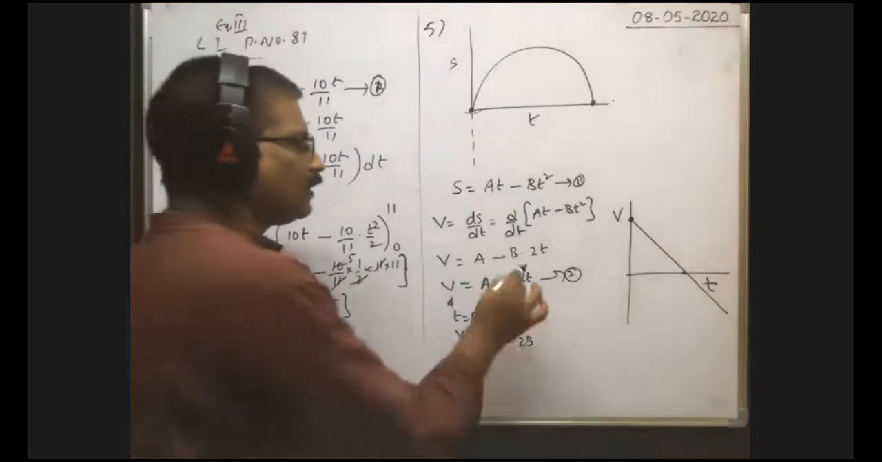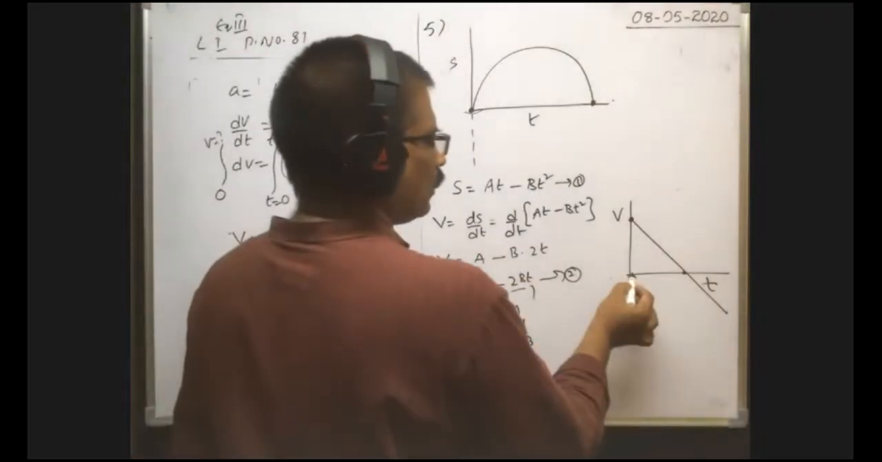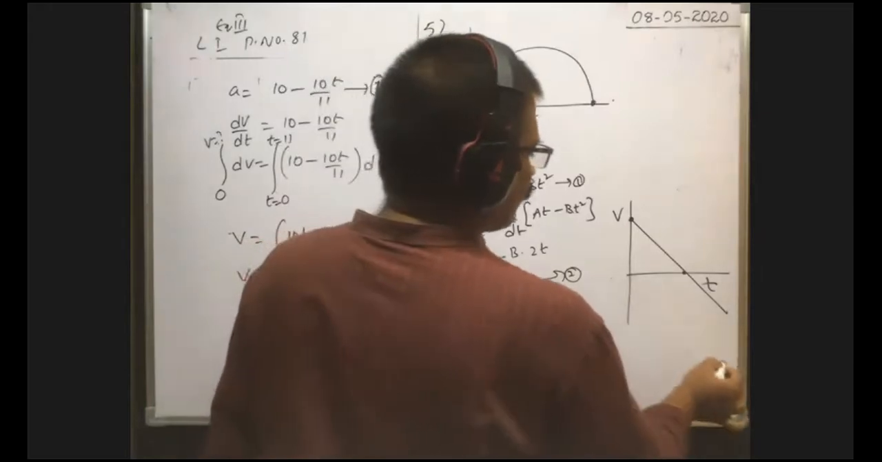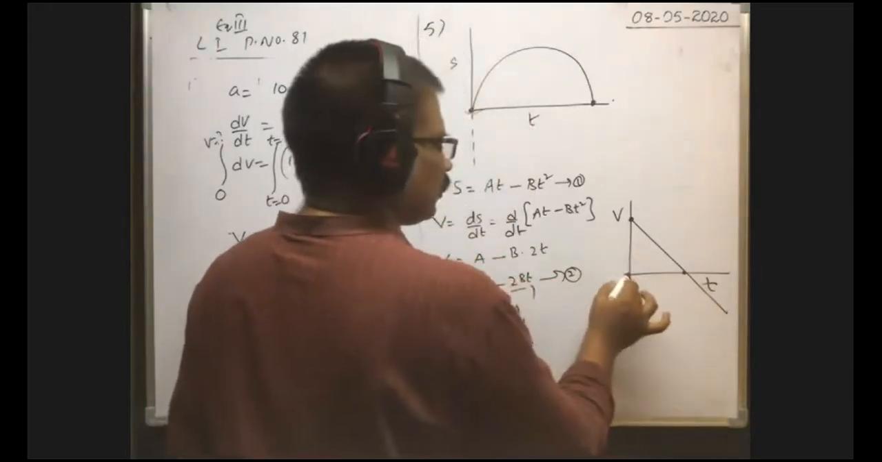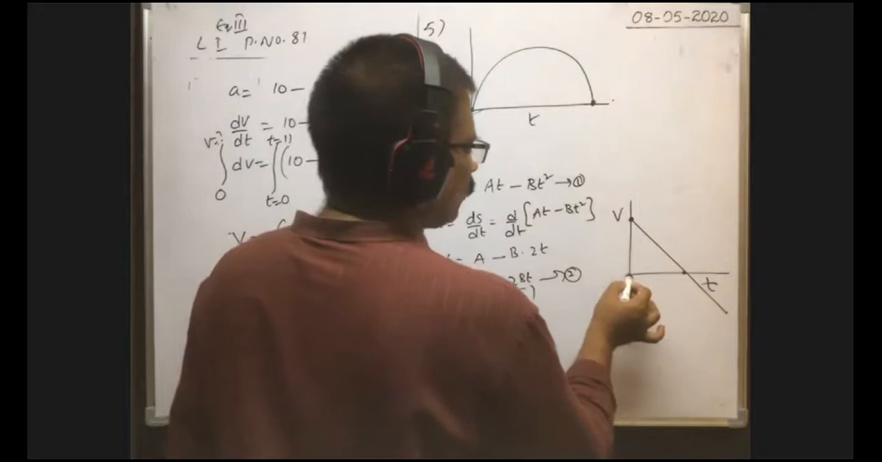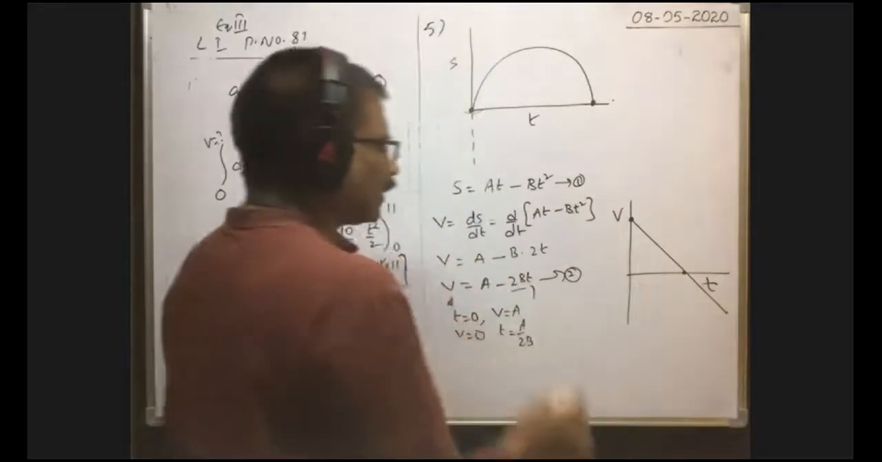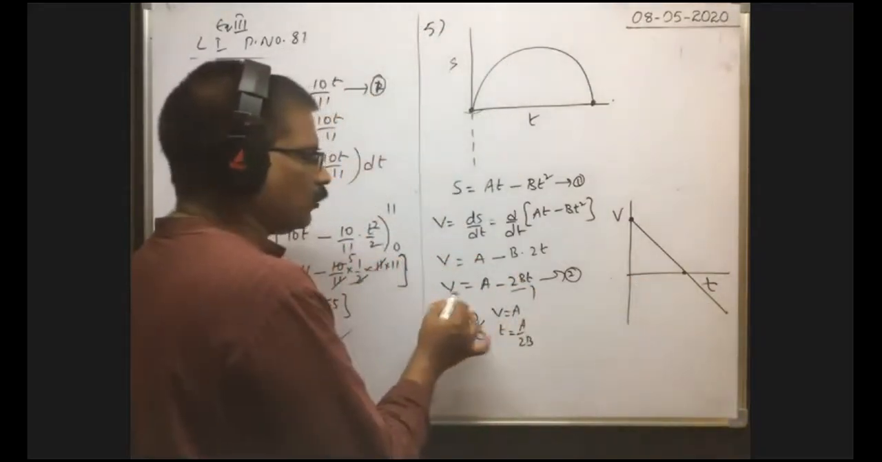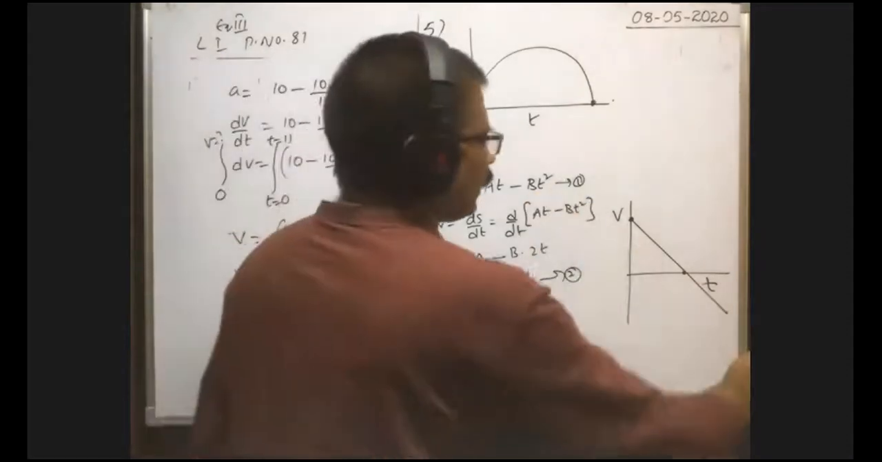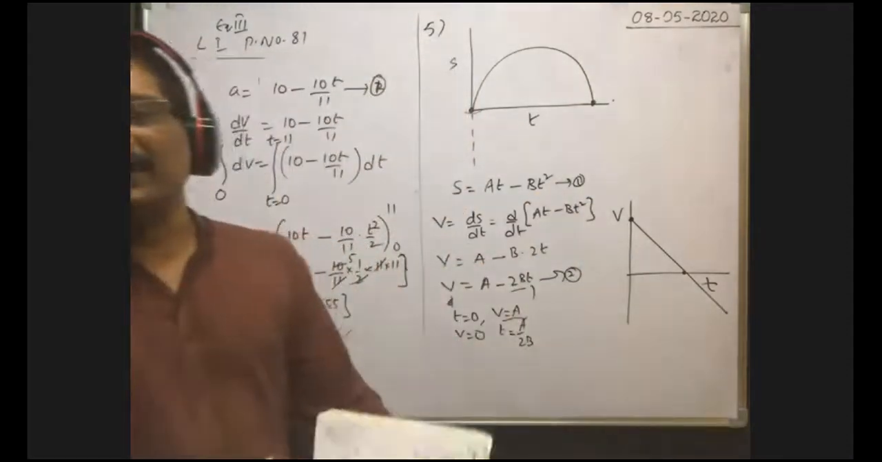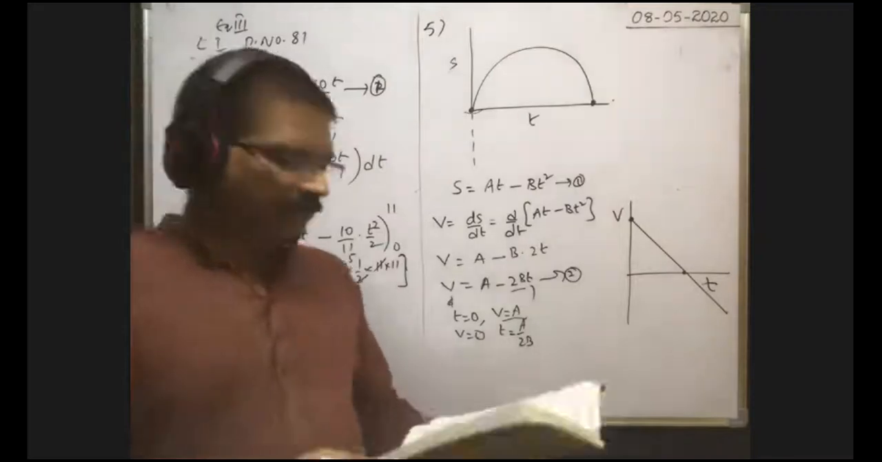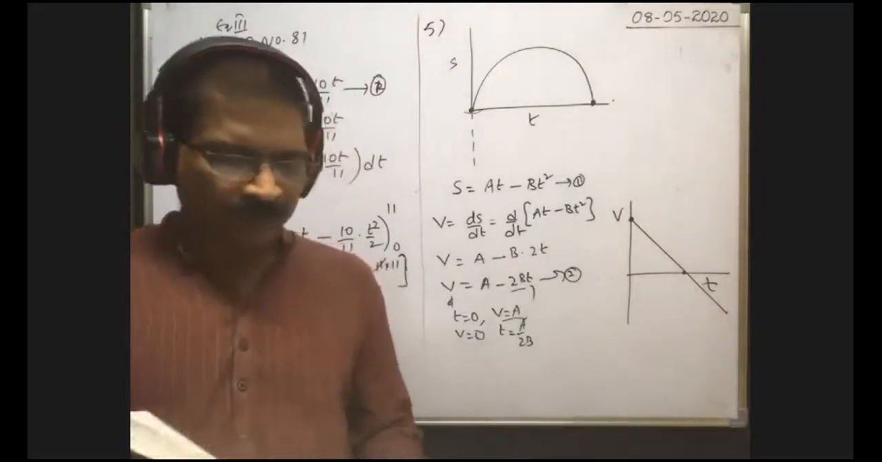Suppose if at t is equal to 0, v is also equal to 0, then that graph is like this. You will get a straight line having a negative slope but passing through the origin like this. But at t is equal to 0, v is not equal to 0, v is equal to a. That's why we will get the straight line like this. So in the third option, this type of graph is there.